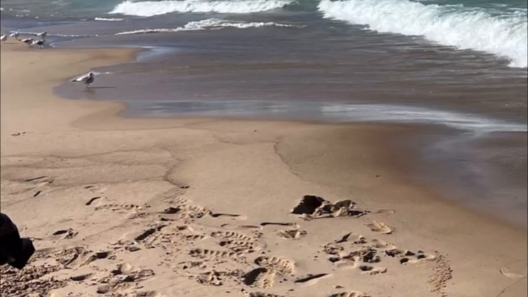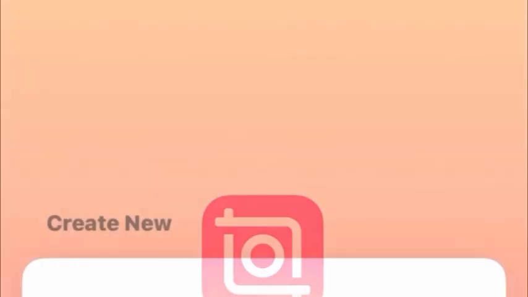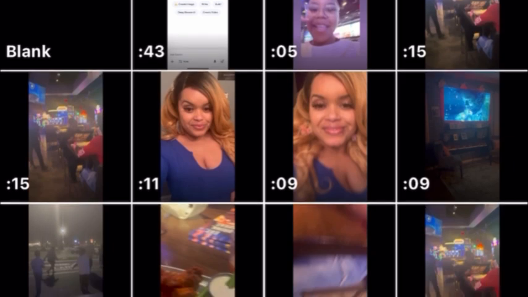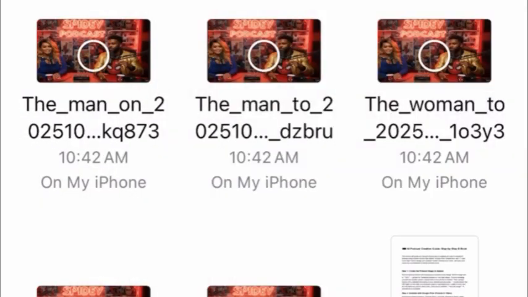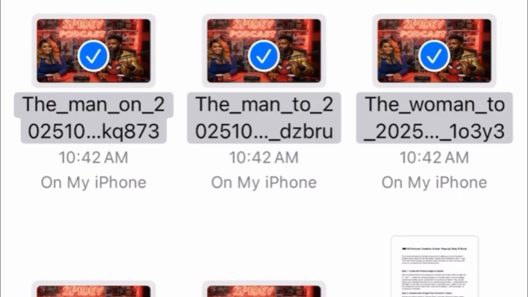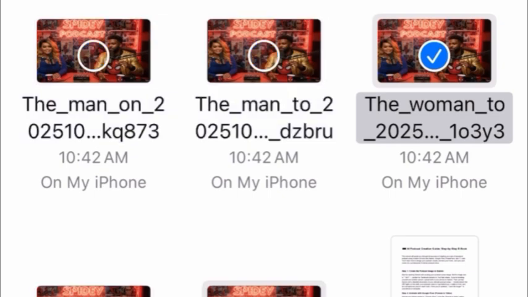Now, after you do all of that, you're going to go ahead and edit it. I usually use InShot. A lot of people like to use CapCut. Use whatever you would like to use to edit your video. Get all of your files that you just created and put them all together. You can do a voiceover with them, or you can go ahead and just keep them as is.